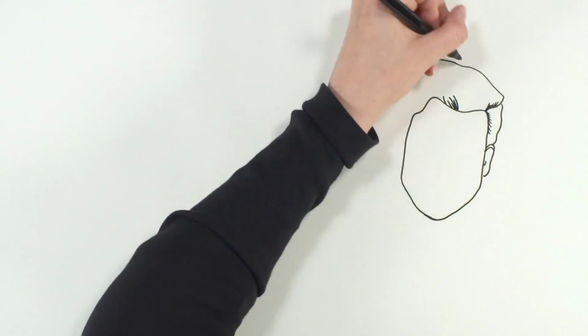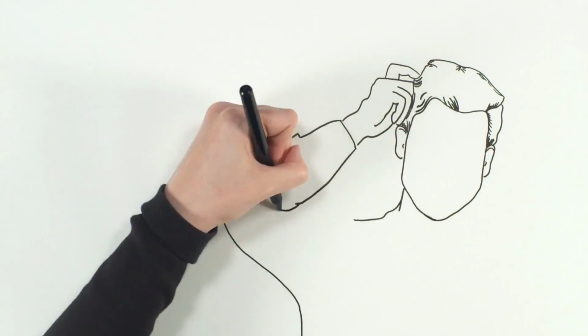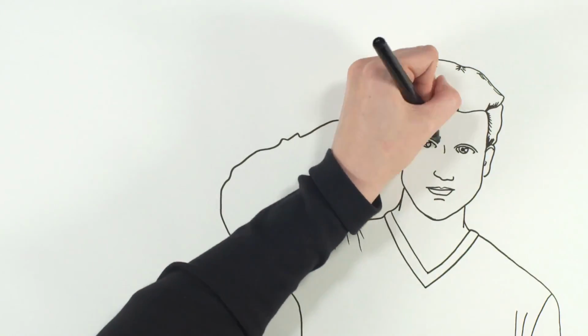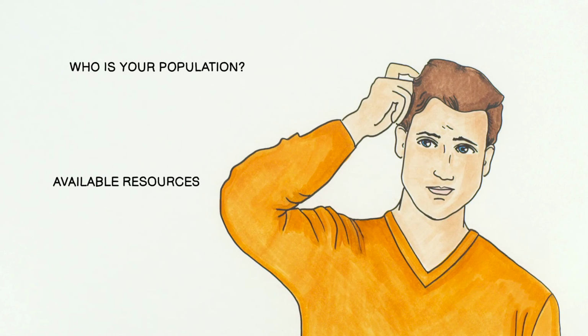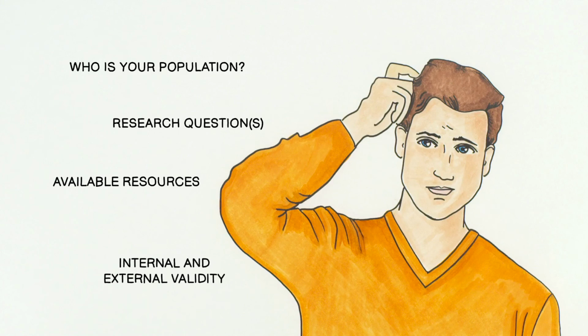There are a number of different ways to sample from populations, and determining the best approach to use isn't always easy. Overall, what you know about your population, the resources available to you, an approach that will allow you to effectively answer your research questions, and impact on internal and external validity are all factors that you should consider when making your sampling plan.